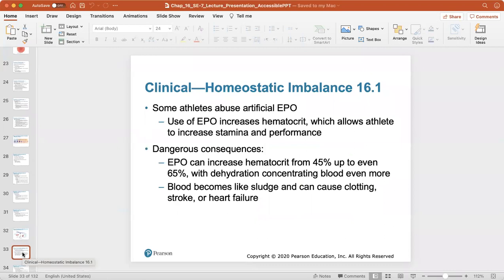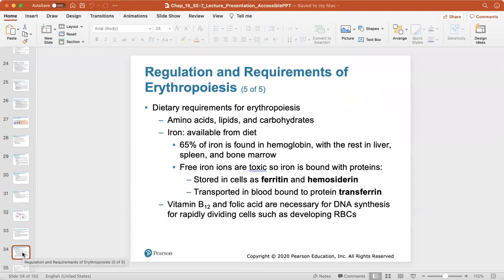Some athletes will abuse artificial erythropoietin, so they use erythropoietin supplements to increase their hematocrit or red blood cell formation, which will increase stamina and performance. There are dangerous consequences to this. For example, erythropoietin can increase the hematocrit from 45% to 65%, with dehydration concentrating the blood even more. So this can eventually lead to the blood becoming like sludge and can cause blood clotting, stroke, or even heart failure.